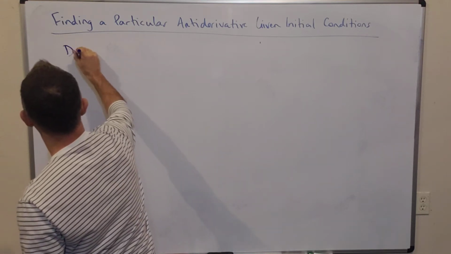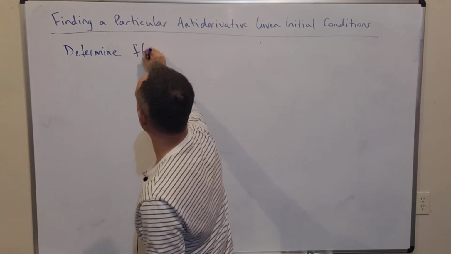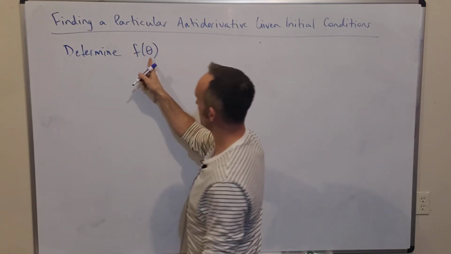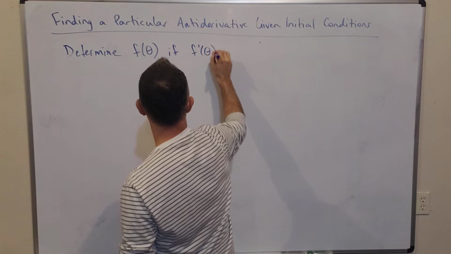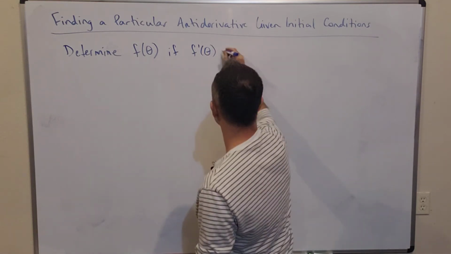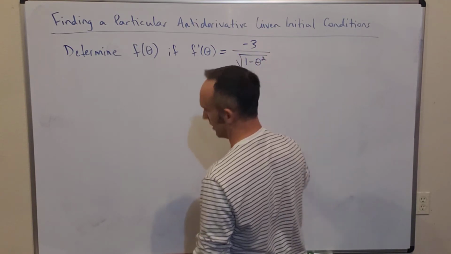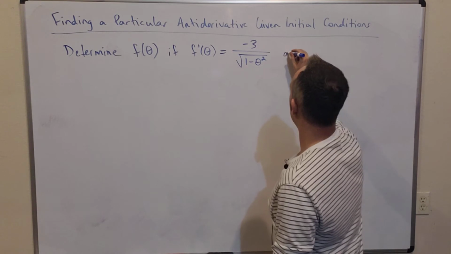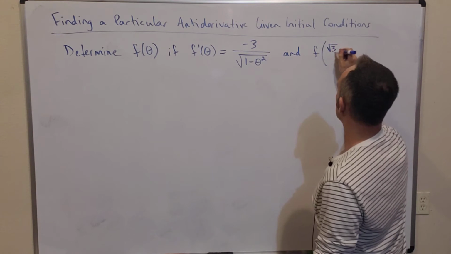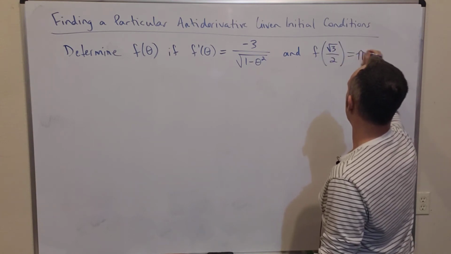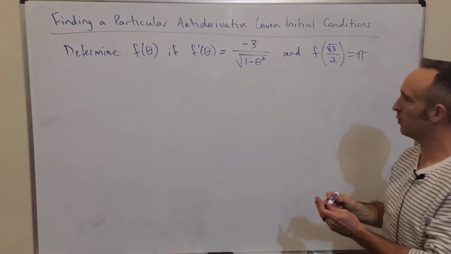Okay, so let's determine, we're changing variables again because you want to start getting comfortable with the notation. Determine f of theta, so now our independent variable is theta, if f prime of theta equals -3 over the square root of 1 minus theta squared, and f of the input square root of 3 over 2 equals pi. So now we have another, we're given the derivative and an initial condition, and we want to find the original function.